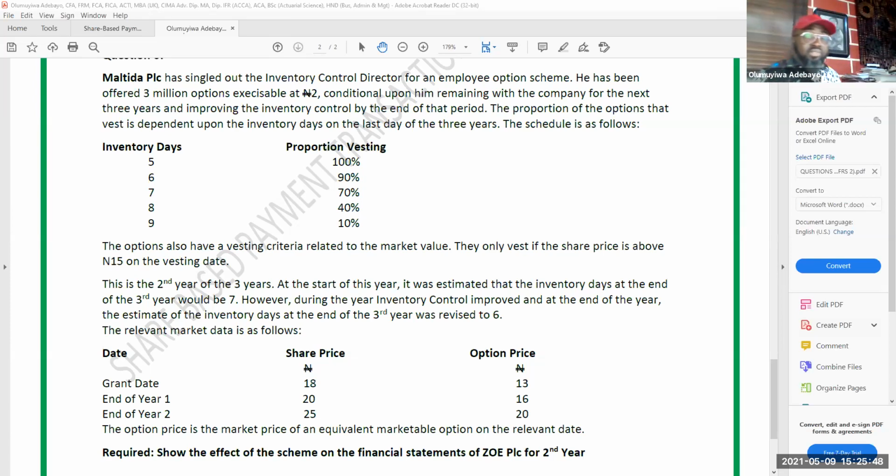Okay, which means in year 1, in year 2, what are you going to be using? And year 3, what are you going to be using? In year 1, we use the 70% vesting proportion. Okay. And in year 2, we use 90% vesting proportion. Okay. Any other contrary answer?